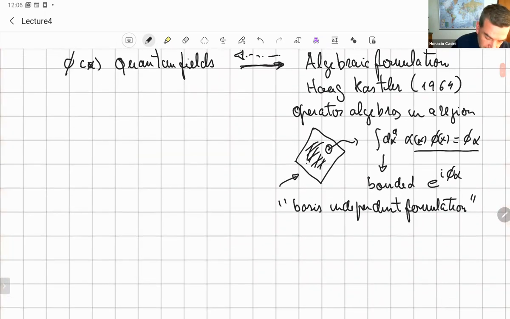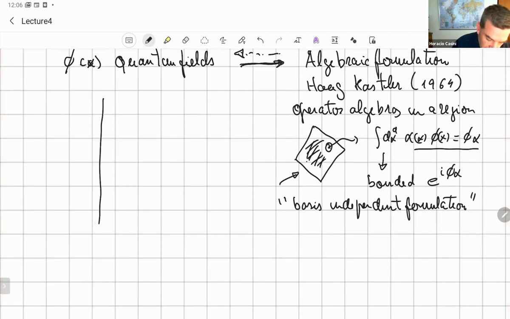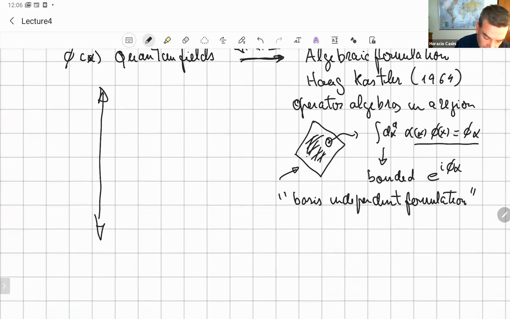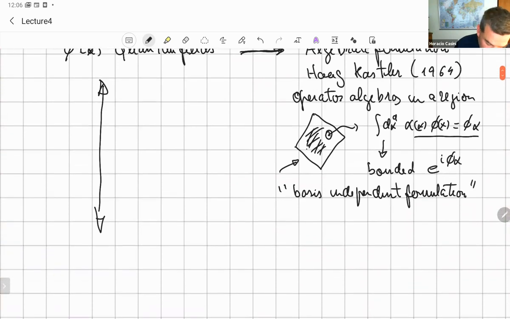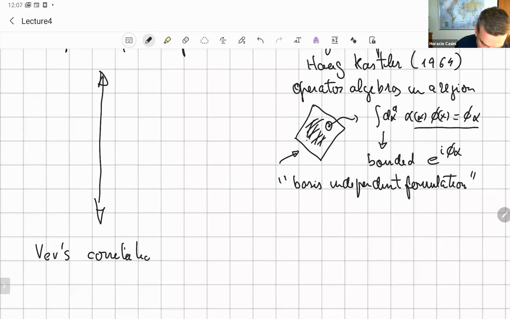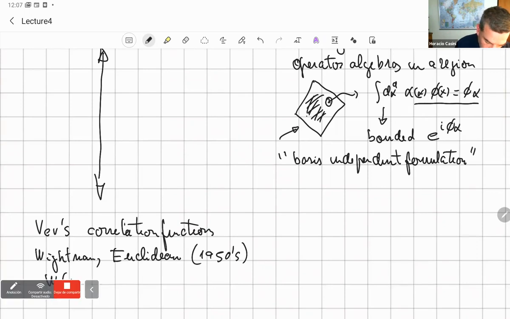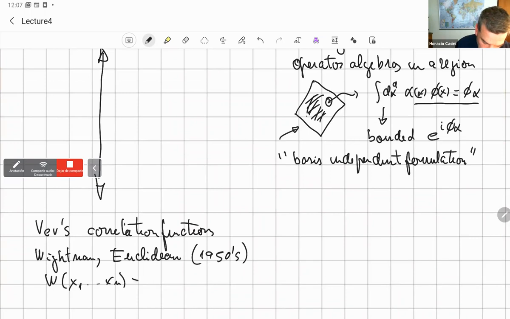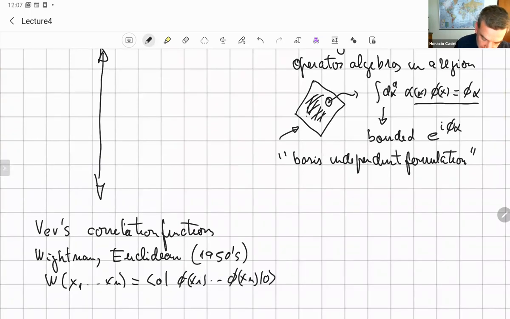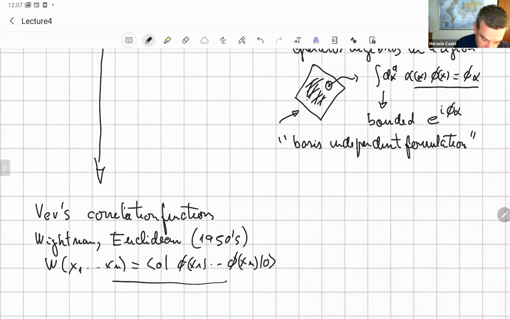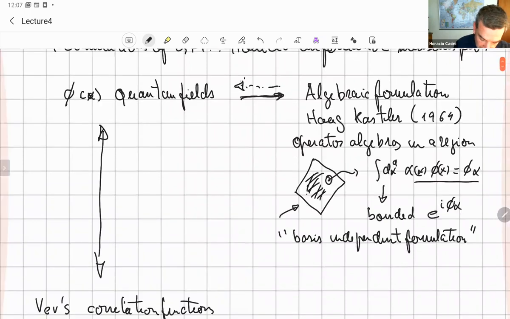And for the quantum field formulation, you have also this very old idea that instead of taking the quantum field, you can take just the vacuum expectation values of the fields, the correlation functions, so the Wightman functions or the Euclidean functions, and this is in the 50s. And so now you produce numbers out of the fields. And this, in fact, contains all the information of the theory. So you can reconstruct the theory itself from the vacuum expectation values.